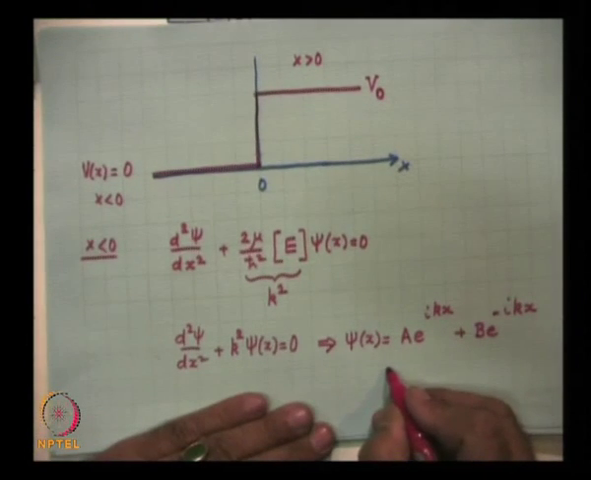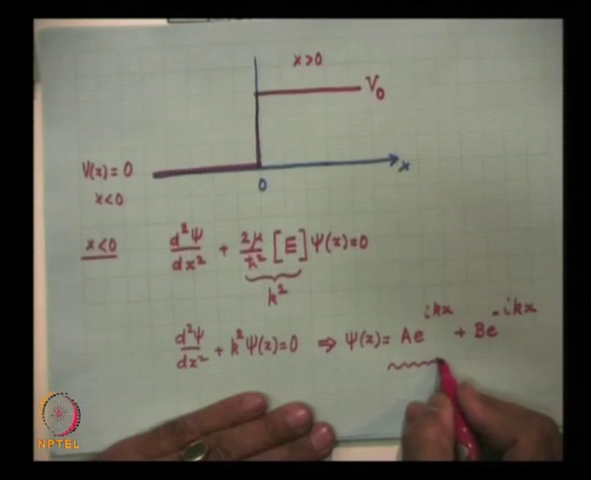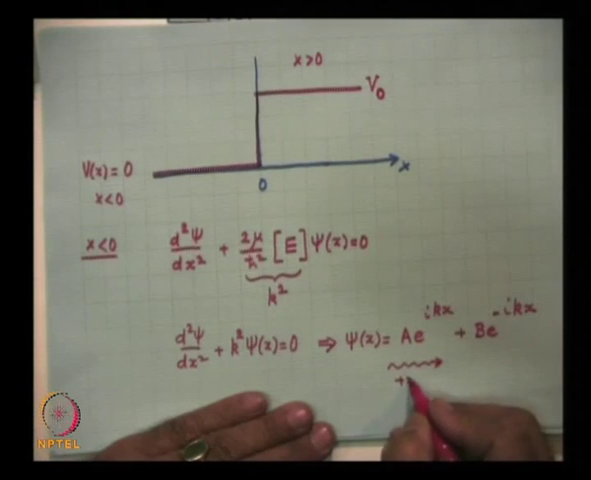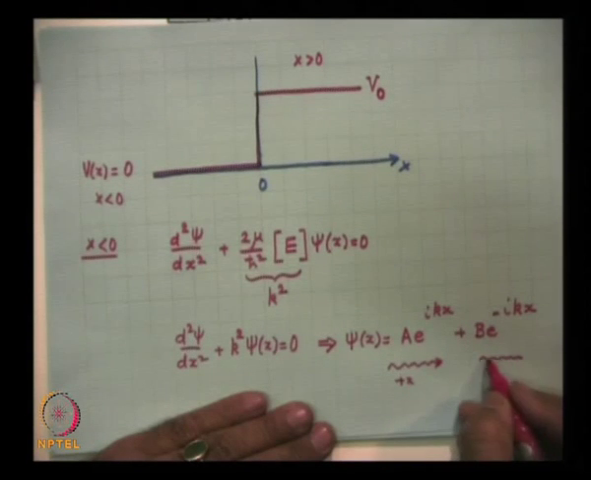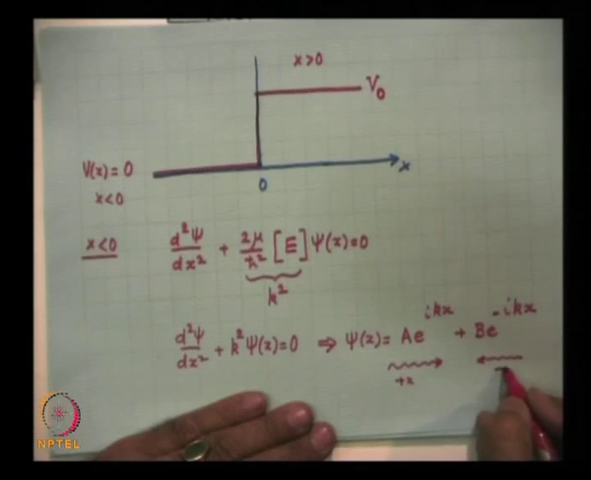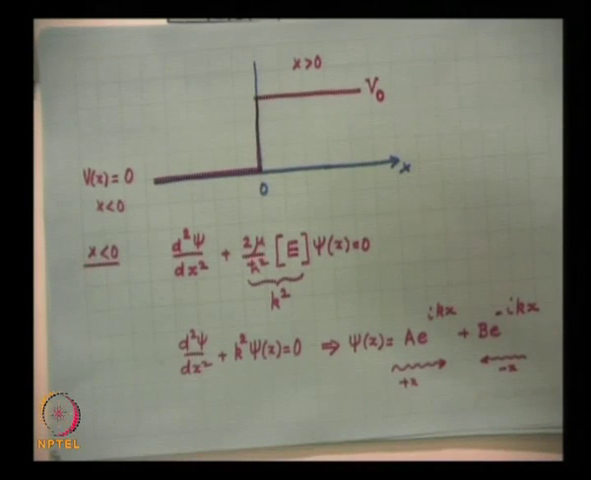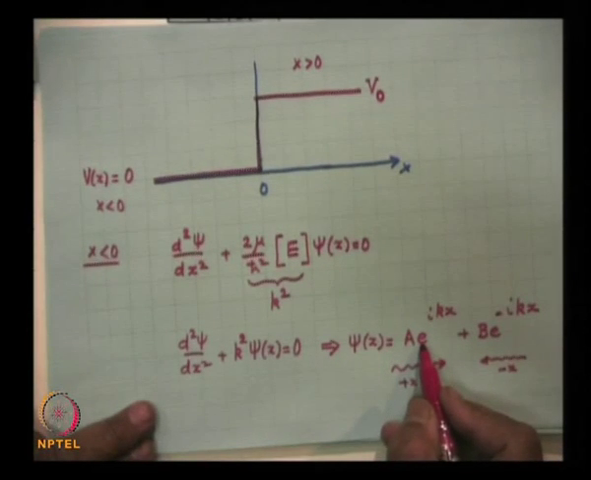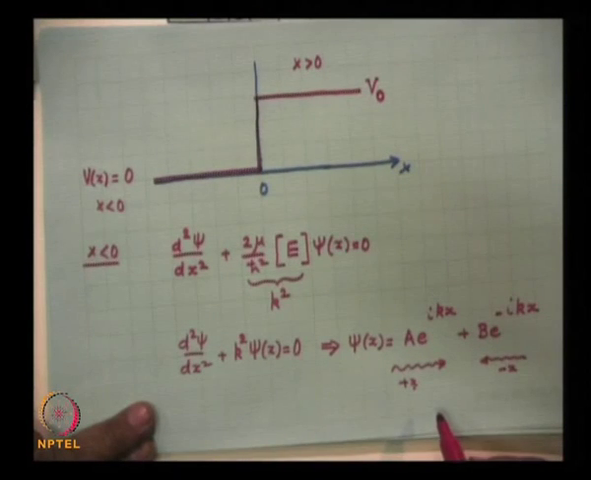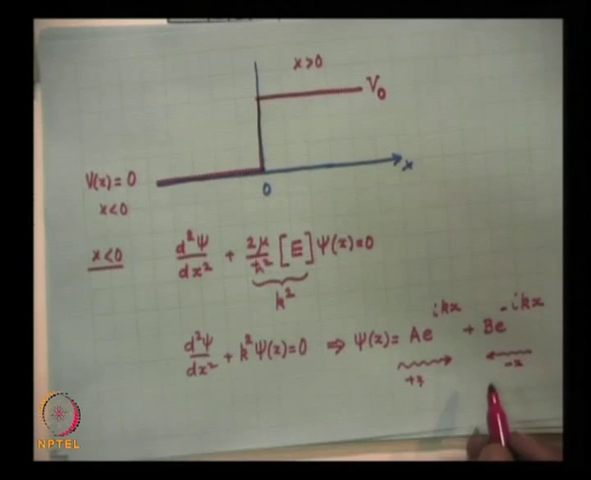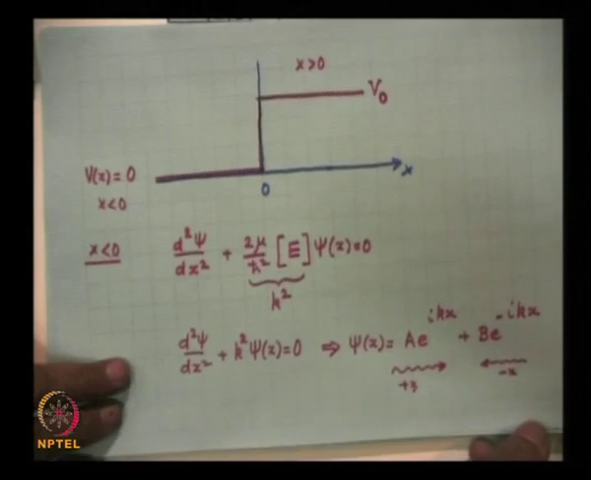Now, this represents a plane wave propagating in the plus x direction. This represents a plane wave propagating in the minus x direction. I would like you to think for a moment, why does this term represent a wave propagating in the plus x direction, and why does this term represent a wave propagating in the minus x direction? Maybe most of you are familiar, aware of that.